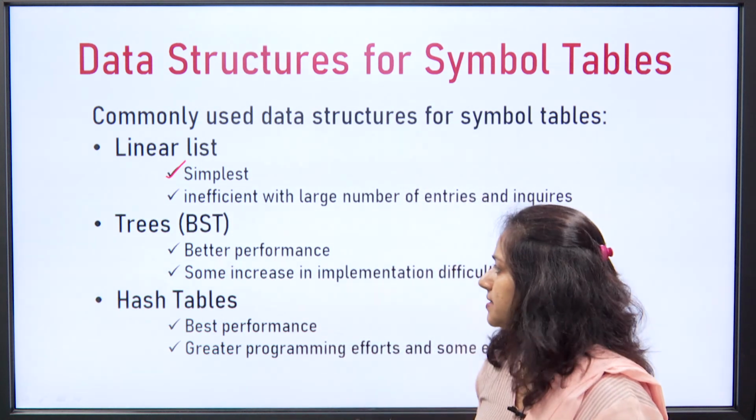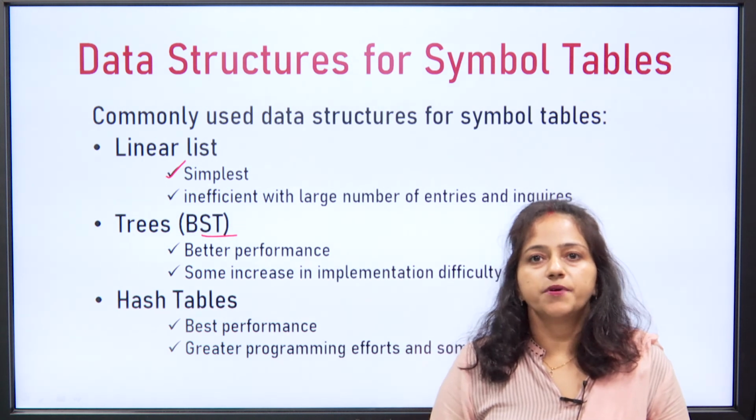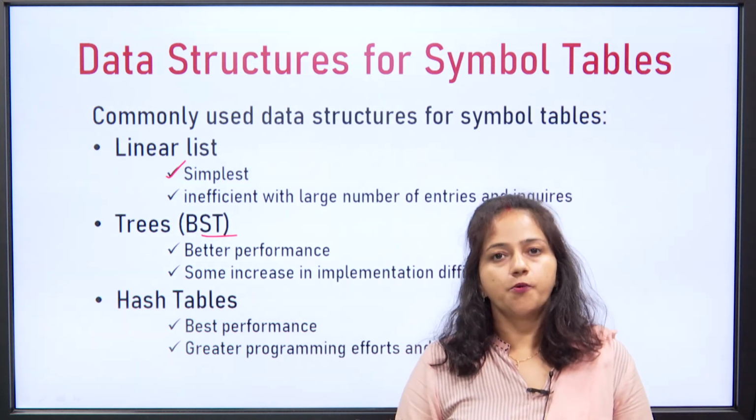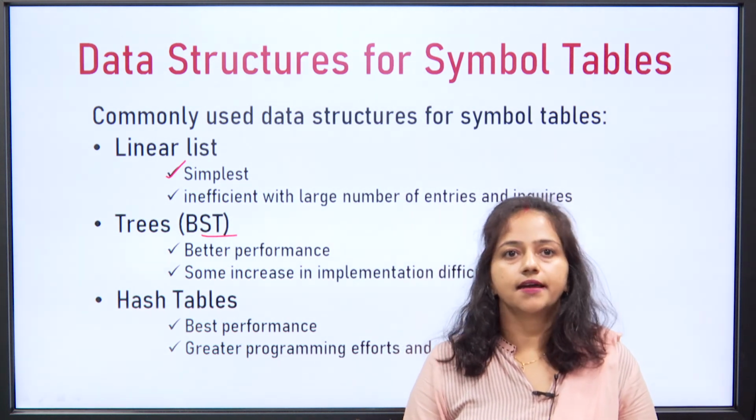So, if entries or inquiries are large, then this type of structure will be inefficient in designing the symbol table. Now, next is trees or BST type structure, where a tree type structure is maintained, where the record will have two pointers, one is left and one is right pointer, basically left child and right child.